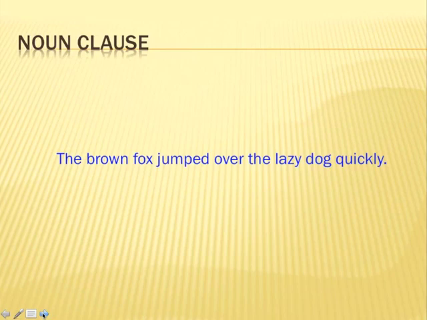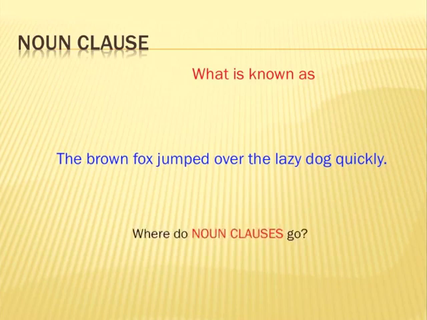Okay, now let's look at an example of a noun clause and watch what happens. So first off, let's bring in this clause, what is known as. Now watch what happens when we try to put it in the sentence. So the first question is to think about, where do noun clauses go?